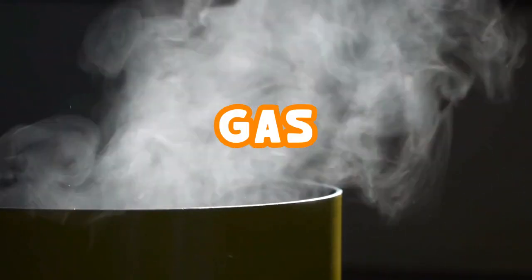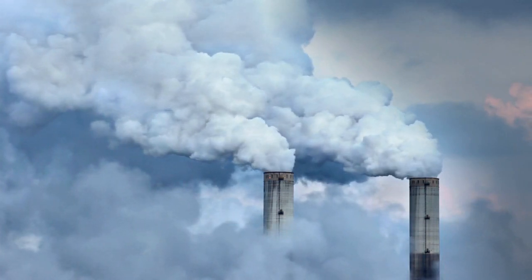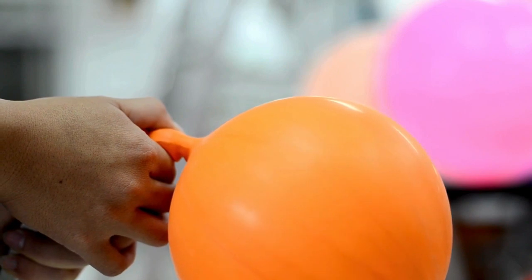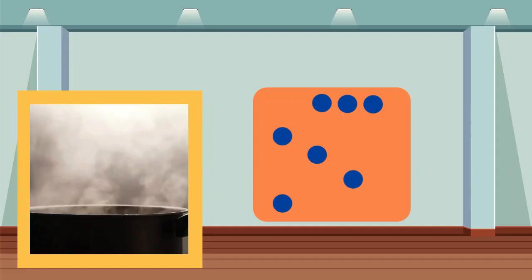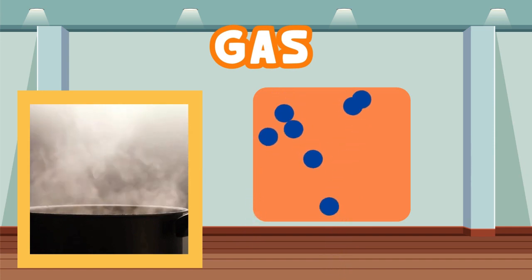Today, we're talking about gas. Gas is one of the three states of matter. Gas is everywhere, even though it can't be seen. Gas does not have a fixed shape or volume, and it can fill the container it's in no matter the size or shape. Gas is made up of very small atoms which are really spread out and are constantly moving around in different directions.